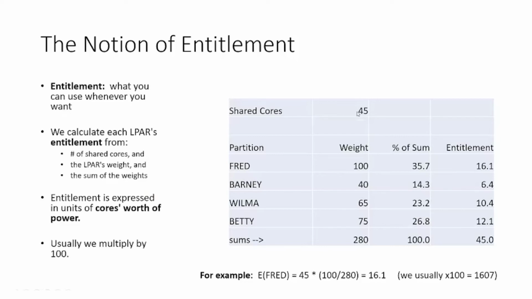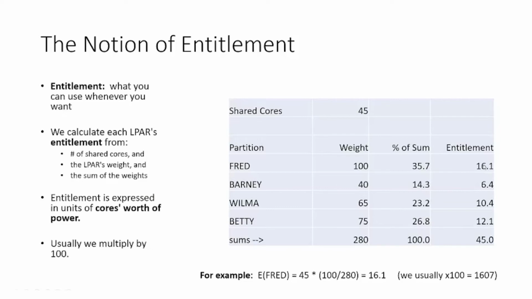Let's say we have 45 shared cores. We could imagine that they're IFL cores. 45 shared IFL cores, and we've got 4 partitions, Fred, Barney, Wilma, and Betty, with weights as I illustrated previously. The sum is 280. These percentages in the percent of sum column are exactly the sizes of those pies from the pie graph a few charts back, and you'll notice that the percentages add up to 100%.